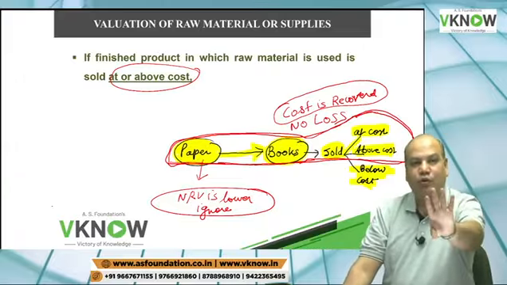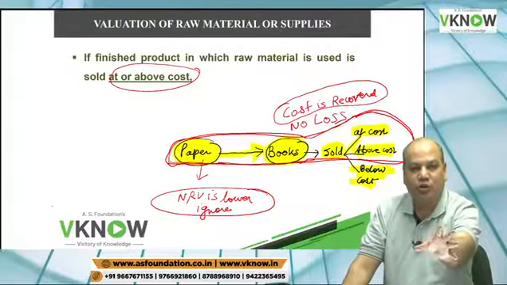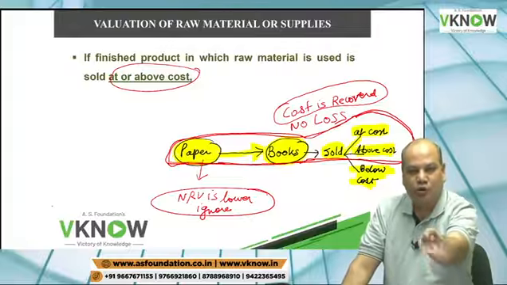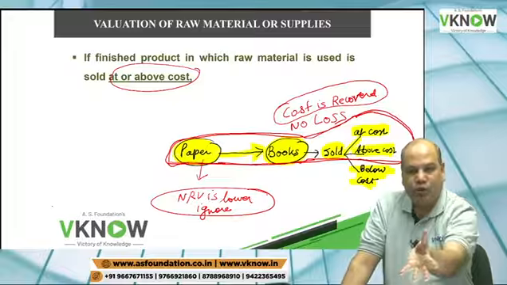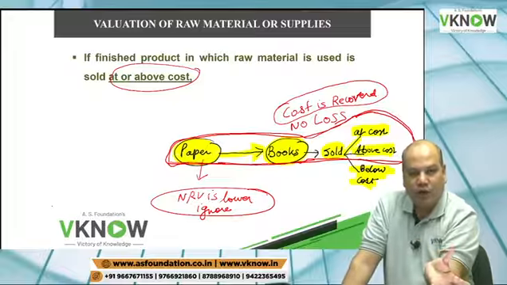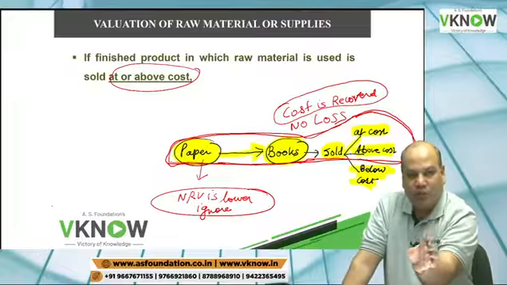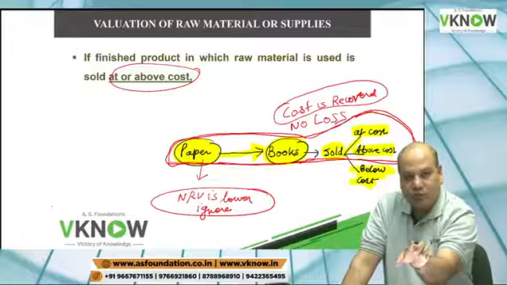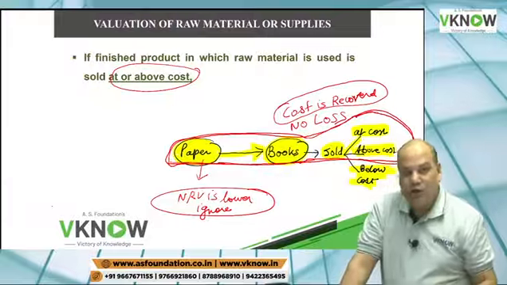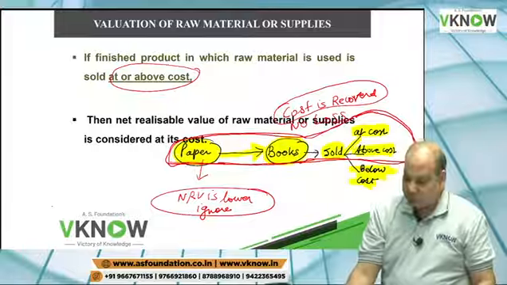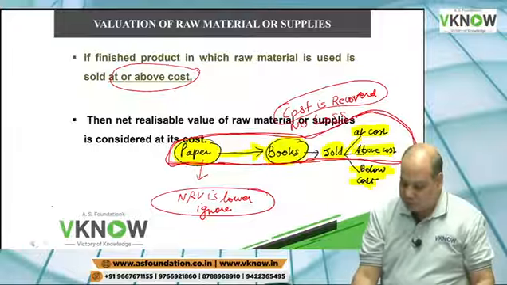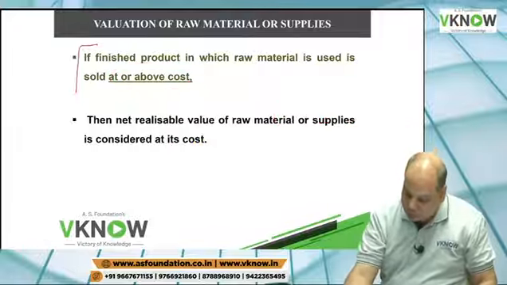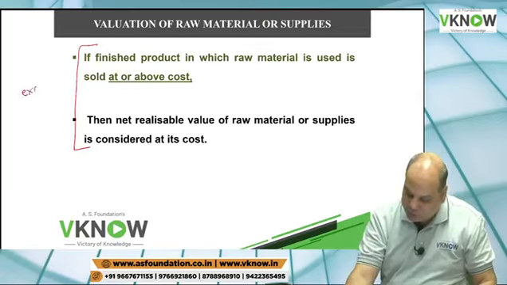Even if NRV goes down, the logic is I am not going to sell the paper. If I am not going to sell the paper, I am not going to suffer the loss. I am going to use the paper for manufacturing books. Books will be sold at or above cost. So this is one exception to the general rule, and that is about raw material.